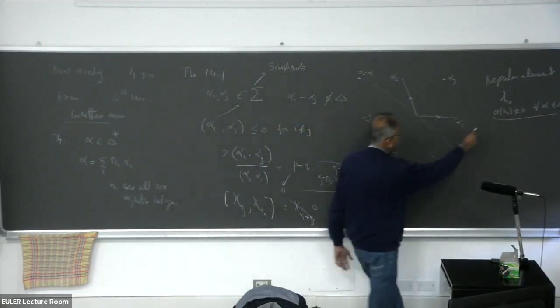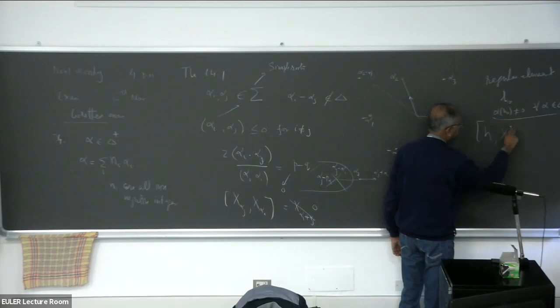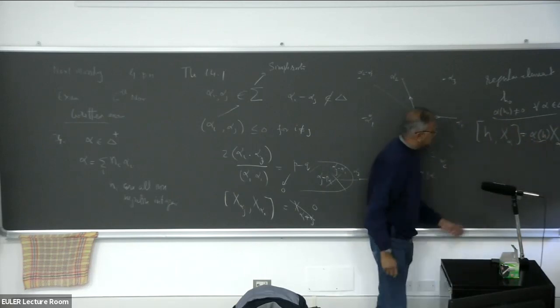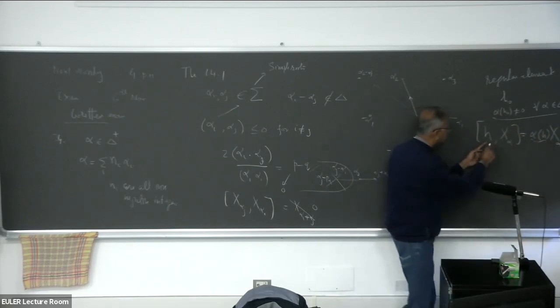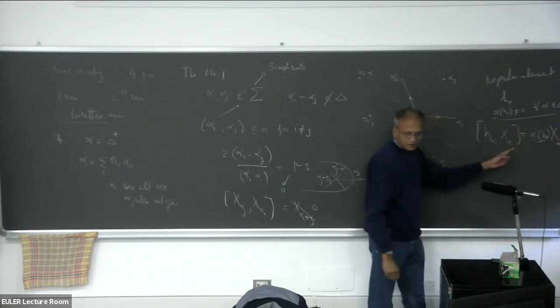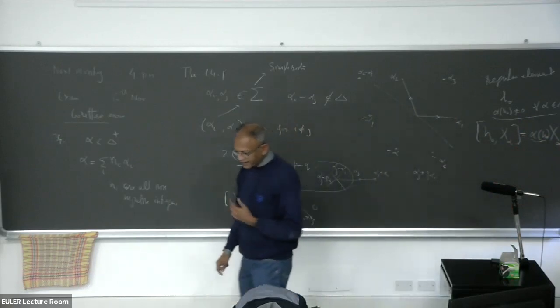What does it mean? This means, in general, some H with X alpha was equal to alpha H X alpha. This was the eigenvalue. But now we are saying that for H0, we have this alpha H0, but none of this alpha H0 is zero. So that's the point. It doesn't have those zero eigenvalues. So it's a regular element.